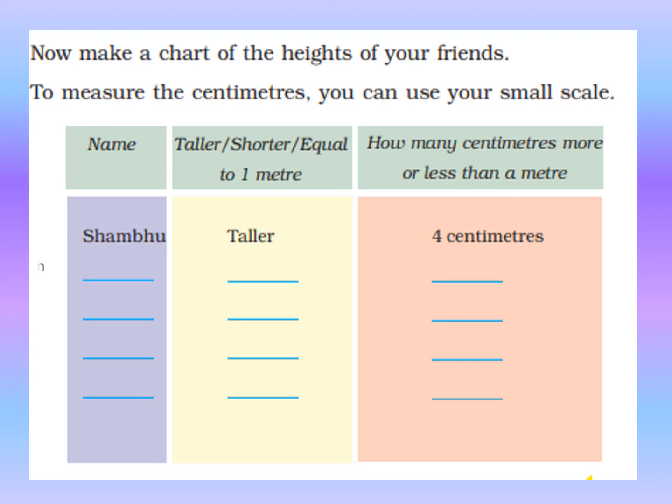We will take one example. For example, Ayush, he is shorter than 1 meter and he is shorter by 2 centimeters. You will fill the others and write their heights and by how much shorter or longer the person is from 1 meter. I hope you will find it enjoyable to do this activity and the estimate of 1 meter length would be clear to you all.